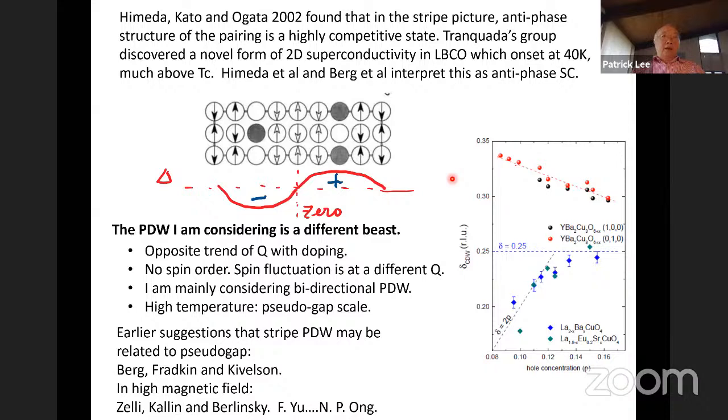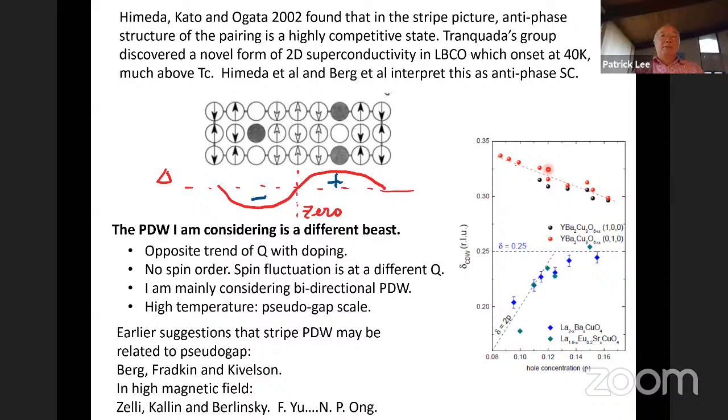I want to say that the pair density wave I'm considering is a different beast, for the following reason. In the stripe-based picture, the period of the stripe is well known: it goes up with doping, because it has to do with the amount of holes. The fewer holes you have, the further apart the stripes are, and the period goes down, eventually saturating at about 1/8. However, experimentally, the charge density wave that we see today for the high Tc has the opposite trend. It always goes down with doping, and it can be quite far from one quarter. Sometimes it's 1/4, but in the case of YBCO, it's closer to 1/3. And there's no spin order. The spin fluctuations are at a completely different momentum.